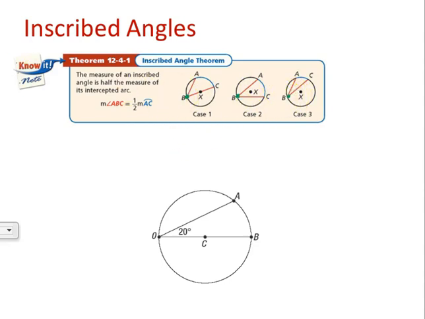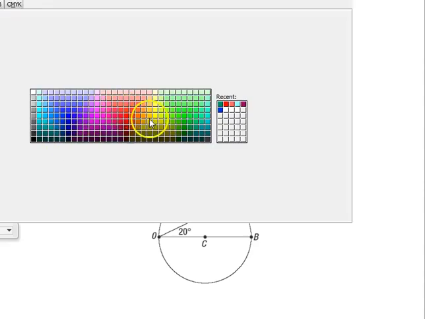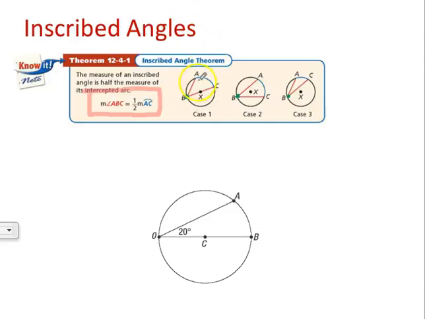If the vertex is on the circle, then to find the measurement of that angle, you're going to use this formula right here. The measurement of that angle will be equal to 1/2 the measurement of the arc that it intercepts. Remember, the arc is the outside of the circle, so it's going to be 1/2 this measurement right here.